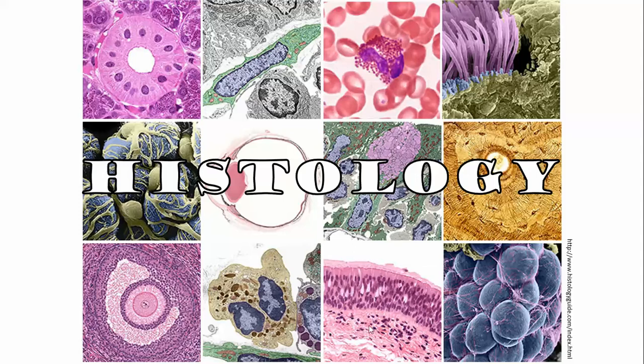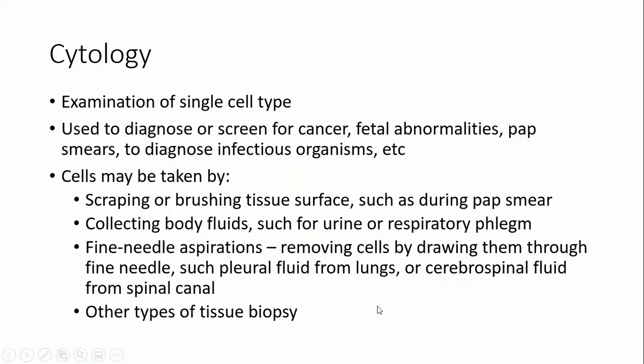So let's get moving. The first thing we talked about with histology is we wanted to differentiate between cytology and histology. You can often study both of them at the same time, but there's a difference between them. Cytology is examining a single cell type, and a lot of times it's used to screen for certain diseases, especially cancer, fetal abnormalities, a pap smear, which is a test designed to test for cervical cancer, and also to diagnose infectious organisms. There are a number of ways to collect the test.